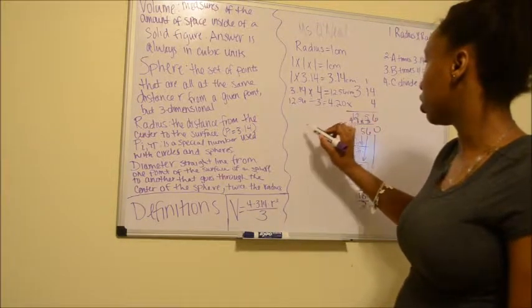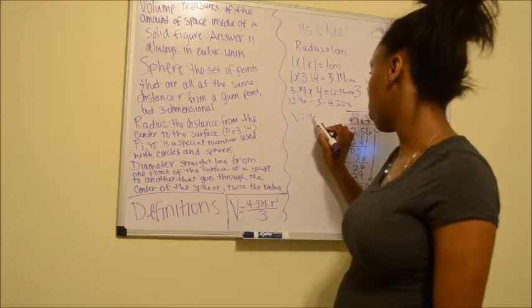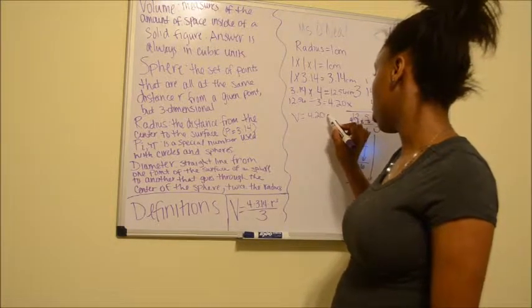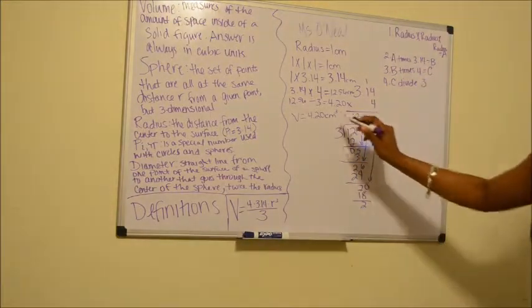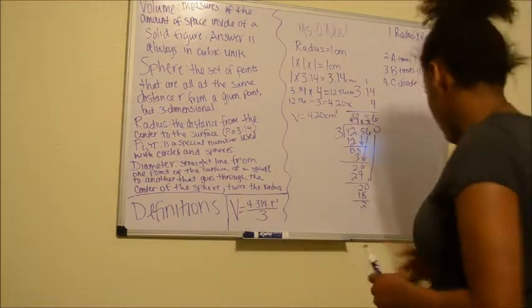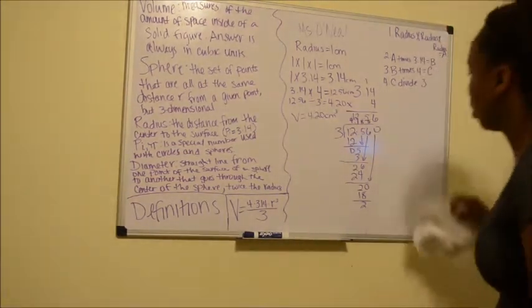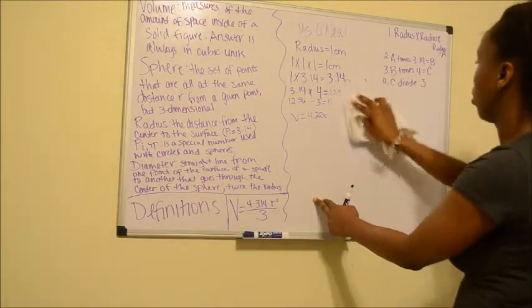So your answer, the volume, is 4.20 centimeters cubed. The little 3 on the top means cubed. Okay, that's one example. Sorry, I had to reach down. Let's try another example.